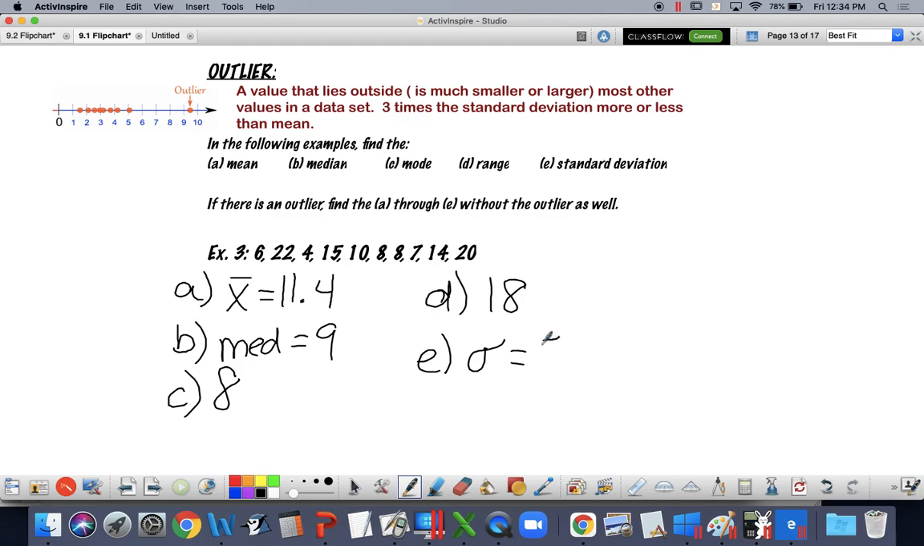5.78. Yeah, we can just go with 8. That's perfectly fine rounding, right? 7, 8 would be fine too. So now that I know my standard deviation, the question is, is there an outlier with this data set?